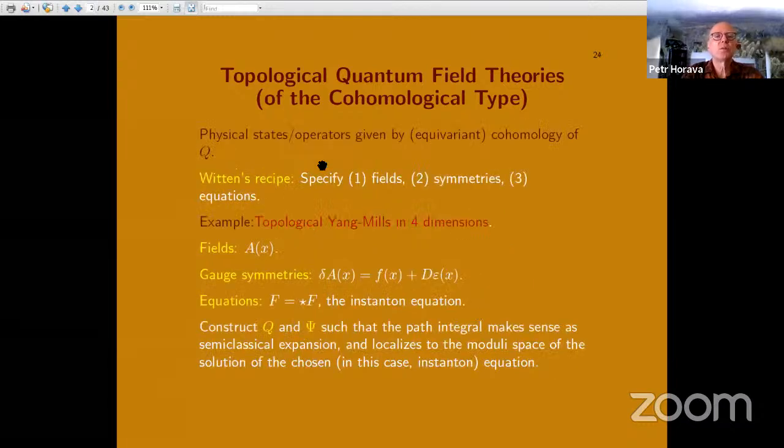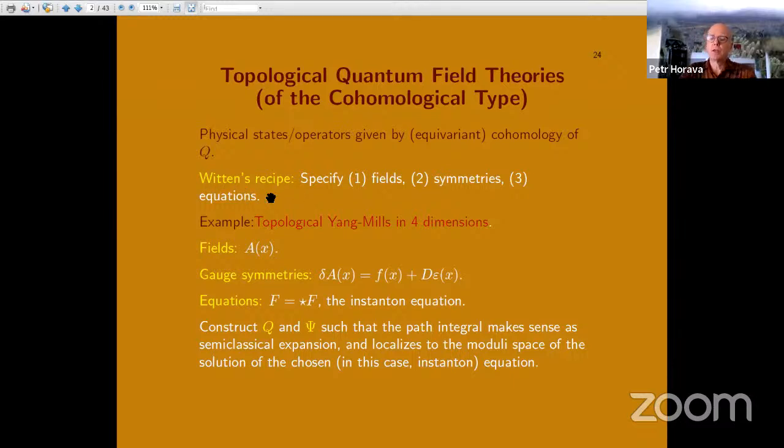As far as I'm interested only in physical observables or operators given by cohomology classes of Q, then physical correlation functions of these non-trivial cohomology objects will be independent of how you put in additional exact terms in the action. So that's roughly the idea of these cohomological type field theories. And the most famous example, perhaps early on, was the topological version of four-dimensional Yang-Mills, leading to Donaldson-Witten invariants and things of that nature. So let's just see how the general recipe for constructing such theories would work.